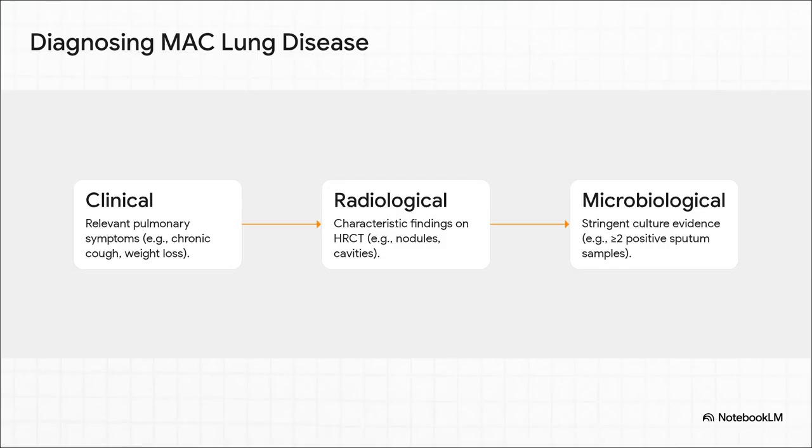So for MAC lung disease, you have to satisfy a triad of criteria. There are 3 boxes you have to check, no exceptions. First, does the patient's story fit? The chronic cough, the weight loss. Second, does their CT scan show the right kind of damage? And third, and this is the absolute kicker, you need solid microbiological proof. We're not talking about one flimsy sample. We mean at least 2 positive sputums or a positive wash from a bronchoscopy. You need all 3, or it's not a diagnosis.